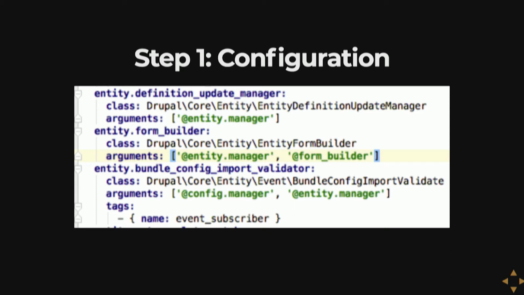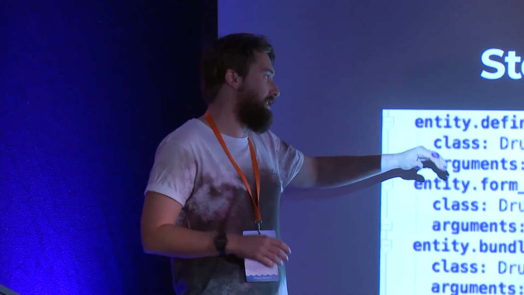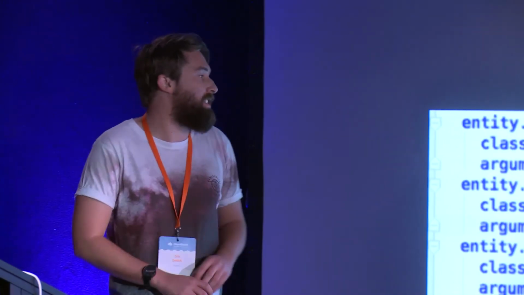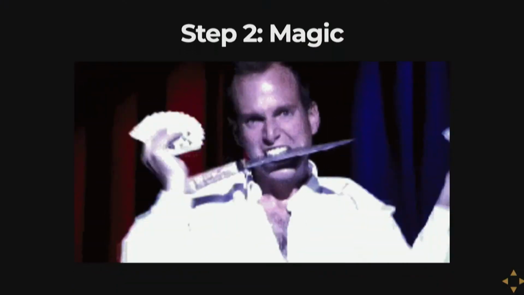When a service depends on another service, you can refer to its name to get that. So rather than creating, in this case, the entity definition update manager, you need the entity manager for that. If that's been created and you ask for the definition manager, the service container is going to say, right, I'll create this and push in this class I've already created, and here you go. You don't have to do the hard work of creating all this. So step one essentially is configuration. This is step two: it's just magic that happens.